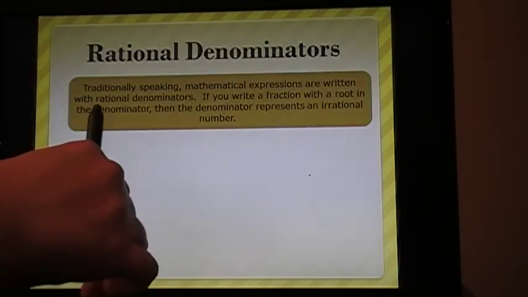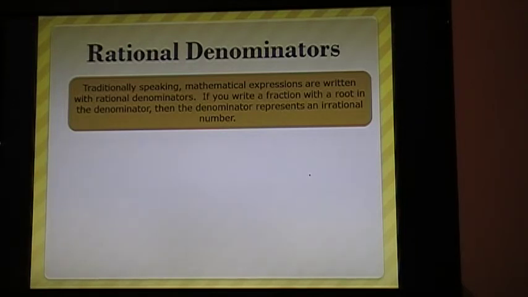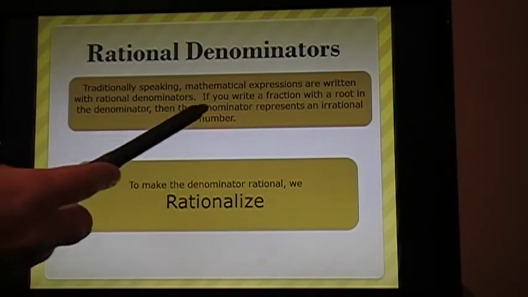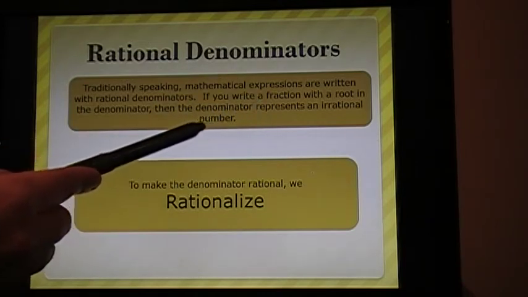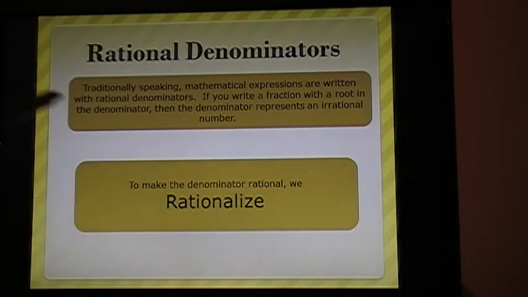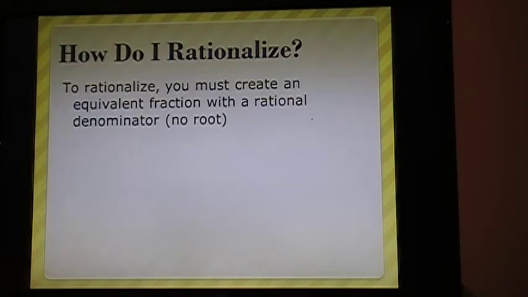And what we're saying is typically we want rational numbers, numbers that can be written as ratios, in our denominator. If you write a fraction with a root in the denominator, then the denominator represents an irrational number. To make the denominator rational, we are going to be rationalizing. That's where this word comes from. Rationalizing the denominator is doing what we can to make that denominator rational, or in this case, no more square roots in the bottom.